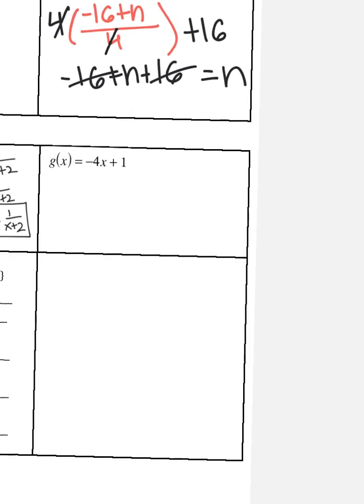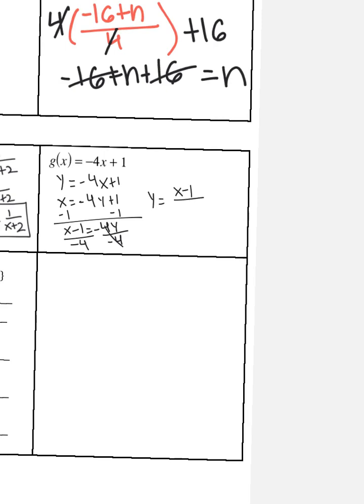For this one, same thing. Change g of x to y. Interchange x and y. Solve for y. Okay, and then simplify. Make sure you rewrite it as g inverse of x equals this.